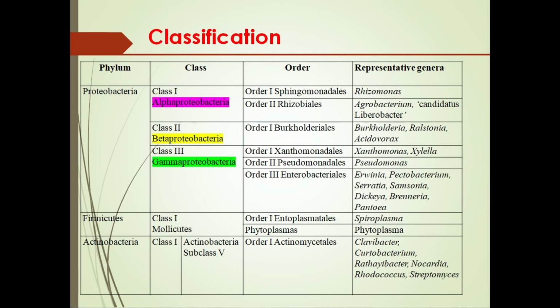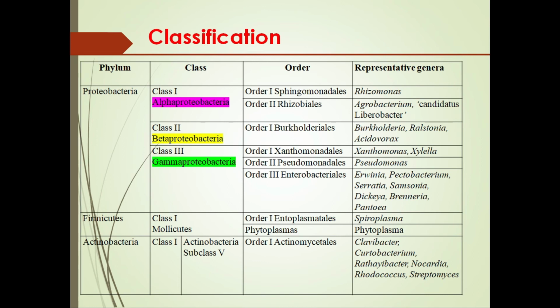Agrobacterium, which is a crown gall pathogen, is in the order Rhizobiales. And Candidatus Liberibacter is also in this order Rhizobiales. Agrobacterium is a crown gall pathogen, saprophytic, culturable in the lab. But Candidatus Liberibacter is a phloem-limited, citrus greening causing, fastidious bacterium, but it is here with Agrobacterium in the same order.